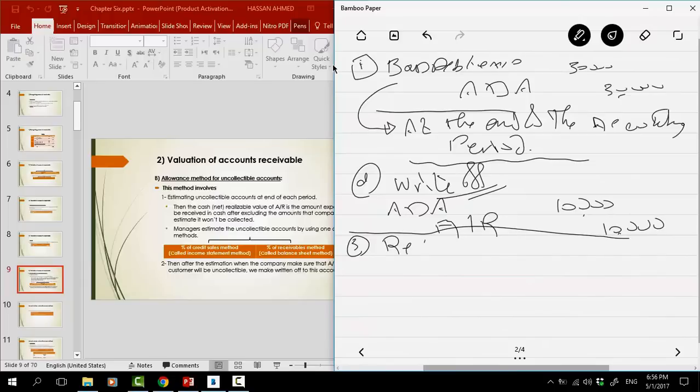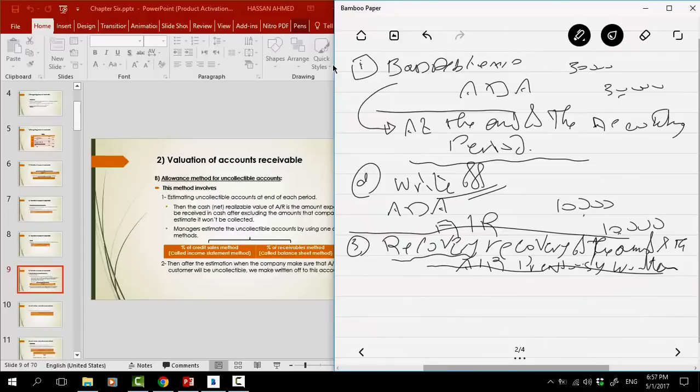What will be the entry if the amount of money previously written off will be recovered? Recovery of the amount of the accounts receivable previously written off.